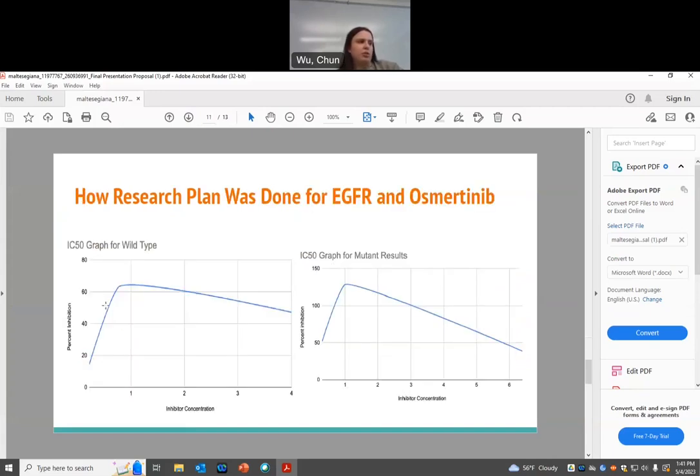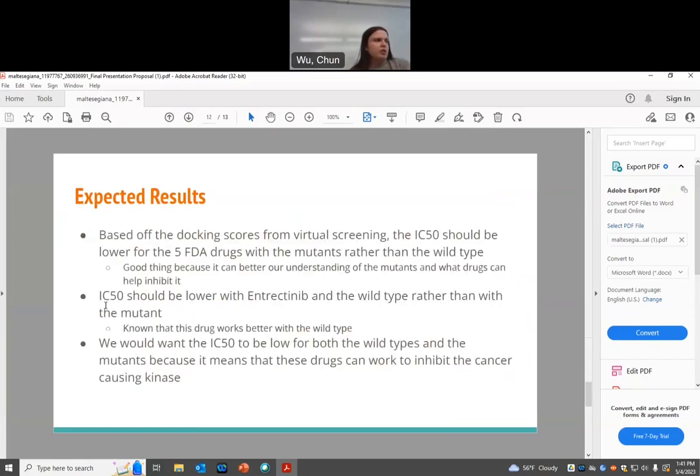So these are the graphs I got for the EGFR lab that we did. These are similar results to what I would expect for this protein. Based on the docking scores from virtual screening, the IC50 should be lower for the 5 FDA drugs with the mutants rather than the wild type, because they were able to dock better, meaning the mutants would be less drug resistant to these drugs. It's a good thing because it gives a better understanding of the mutants and what drugs can inhibit them. The IC50 should be lower with Entrectinib and the wild type rather than the mutant, because it's known that it works better on the wild type, and the mutants are more drug resistant to that.